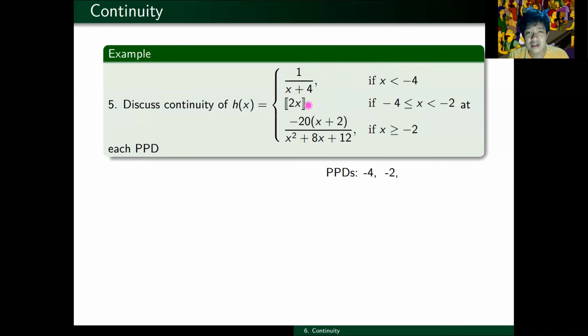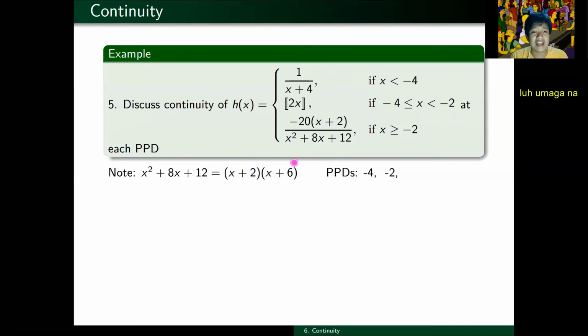Sa pangalawa, ito pong GIF ng 2x, kailan ito nagiging integer sa loob? Again, that's also part of your PPDs. Well, kapag sa interval na negative 4 to negative 2, nangyayari siya sa negative 4, sa negative 2, at saka sa negative 3. And then, itong third function, if you check, yung denominator can be factored like this.